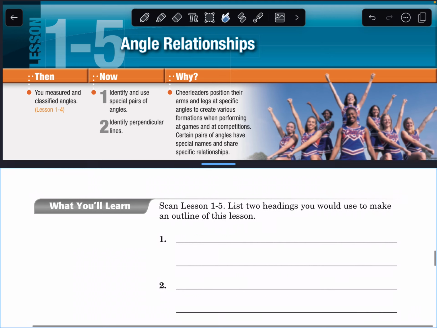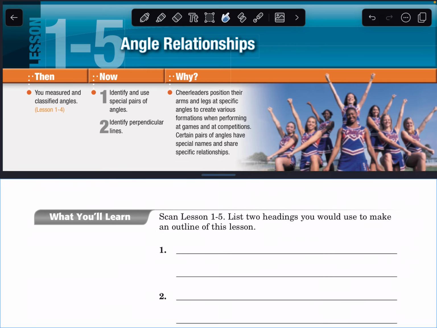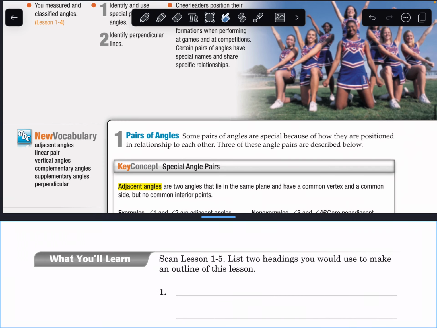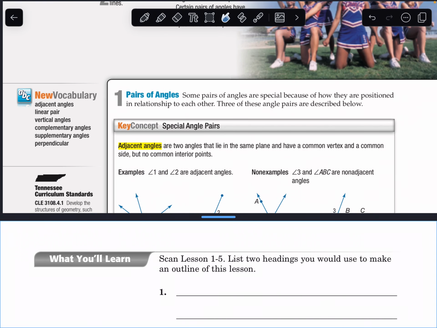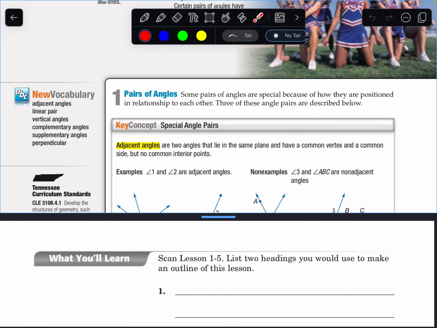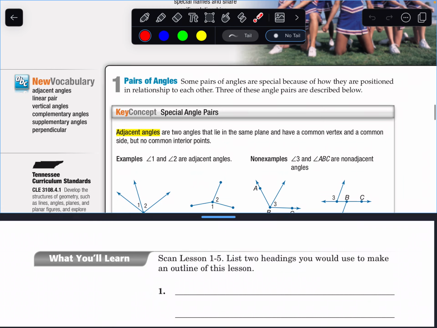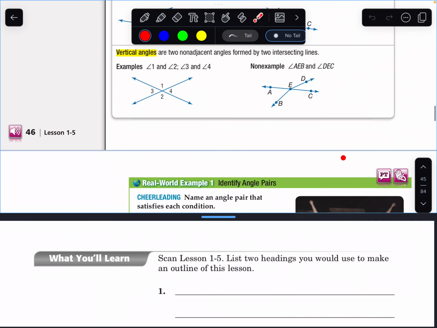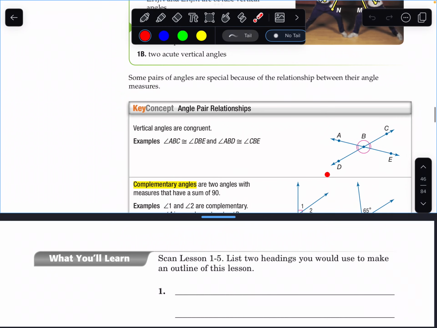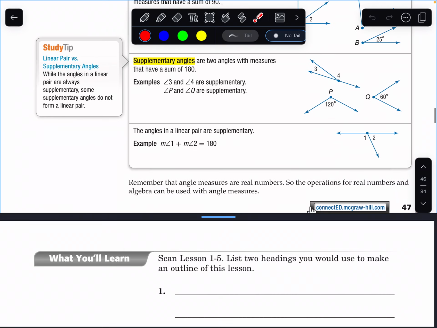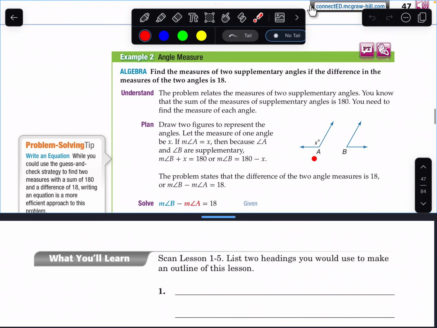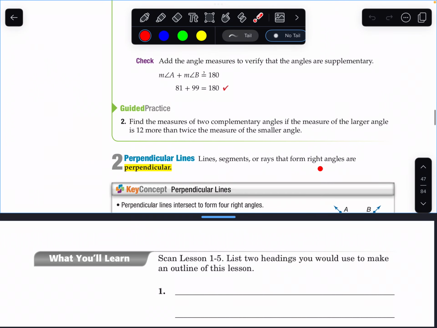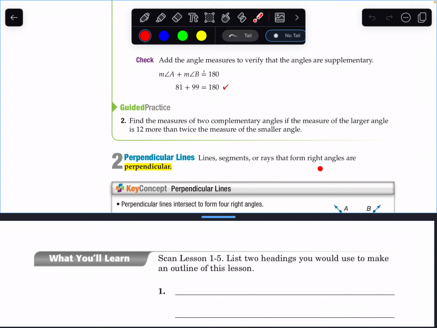First up here, what we will learn: we will scan through lesson 1.5 and list two headings that you could use to make an outline of the lesson. So let's see, first up we have number 1, pairs of angles here, and a key concept to support it, followed by an example. Key concept, again, angle pair relationships. And then an example on angle measures. So definitely angle pairs would be the first one.